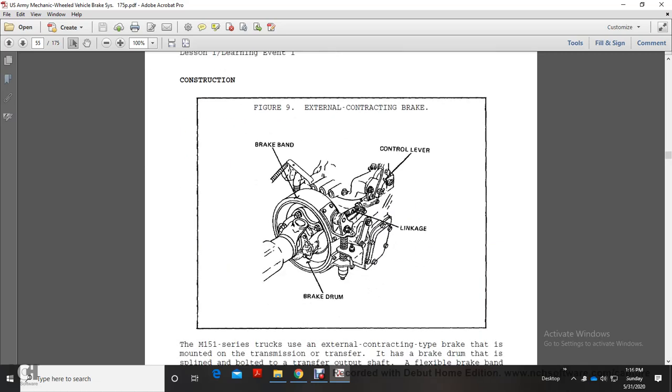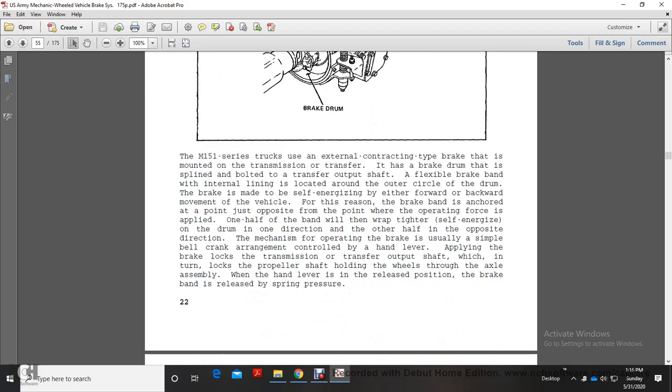Figure 9 shows the external contracting brake, with the brake band controlled through linkage, over the brake drum. The M151 series truck has the external contracting brake at the bottom of the transmission, on the transfer case, with the brake drum behind. Bolted to the transfer output shaft, a flexible brake band with an internal lining is located around the outer circle of the brake drum. It is made with a self-energizing design, working for forward and backward movement of the vehicle. One end of the brake band is anchored at a point just opposite the point where the operating force is applied. One half of the band wraps tighter with self-energizing action on the drum in one direction, and the other half in the opposite direction.